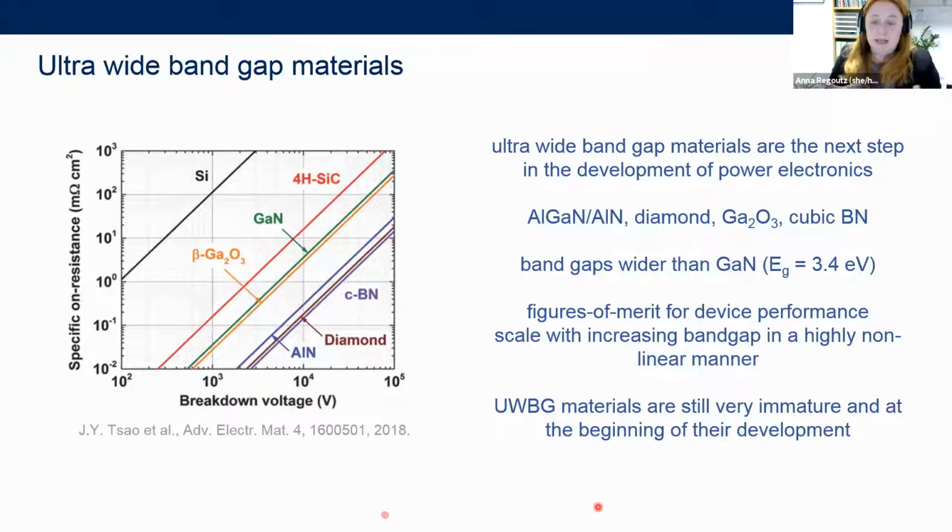So why gallium oxide? Gallium oxide is one of the ultra-wide bandgap materials that are hailed to be the next step in the development of power electronics. And beyond gallium oxide, in the same group are things like diamond and cubic boron nitride. The definition of an ultra-wide bandgap material is that it has to have a bandgap wider than gallium nitride, which has a bandgap of 3.4 eV.